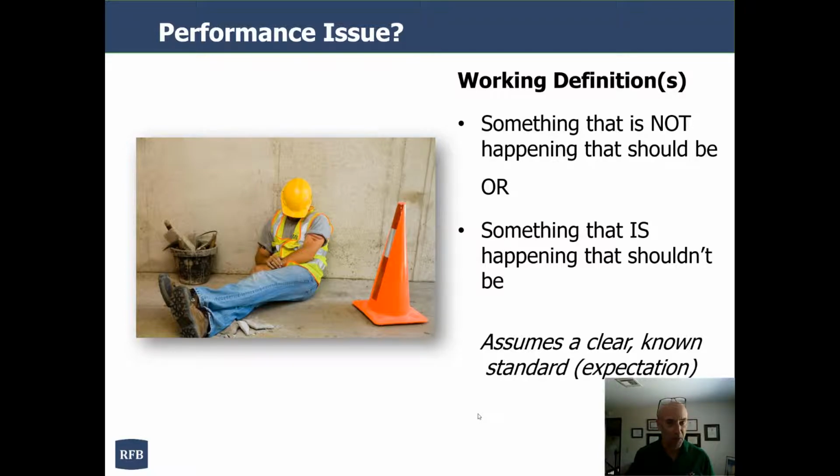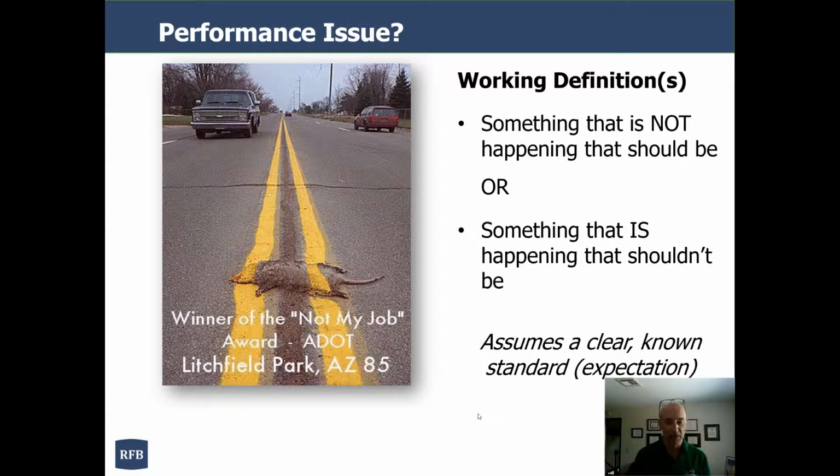Now, let me show you one more picture. Do we have a performance issue? And while you might find this humorous, and I don't know, in fact, if that actually was the winner of the Not My Job Award from the Arizona Department of Transportation, I do know that we have a performance issue here because at no time, any place, any roadways, anywhere, should the stripes be on the animal. Should the animal be between the stripes and the road surface. So we violated a clear, known standard. We have a performance issue.